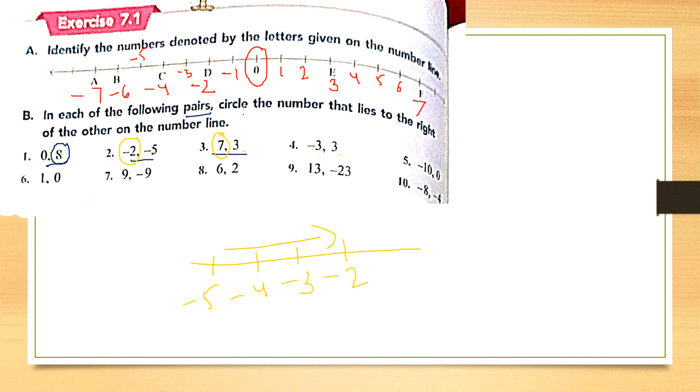Minus 3 and 3. When we are saying minus 3 and 3, let's say this is 0 and this is minus 3. This will be 3, right? To the right is this side. So 3 is the answer. Similarly, minus 10 and 0. Here 0 will be the answer. 1 and 0, 1. 9 and minus 9. The positive numbers are always on the right. Here both are positive, but the bigger is 6, so it will be on the right. 13 and minus 23, the positive number is 13. And then minus 8 and minus 4, minus 4 is the answer here.